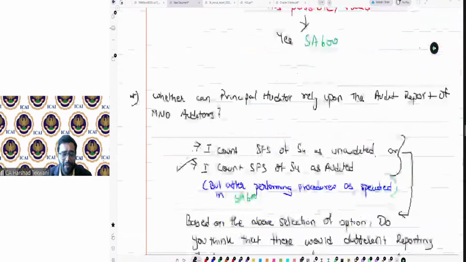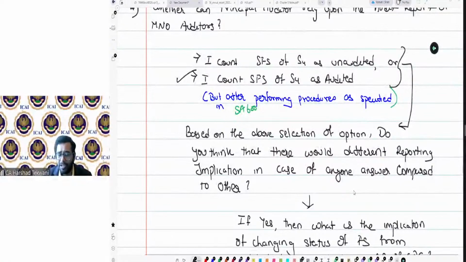So the question is, can we appoint some other auditor to audit such a component if we count that as unaudited? Yes, we can do that. That is permissible, provided the management of the component is also agreeing to the appointment of that auditor.